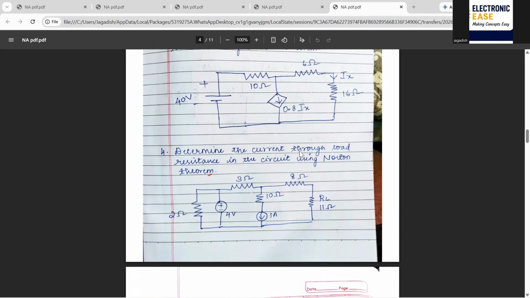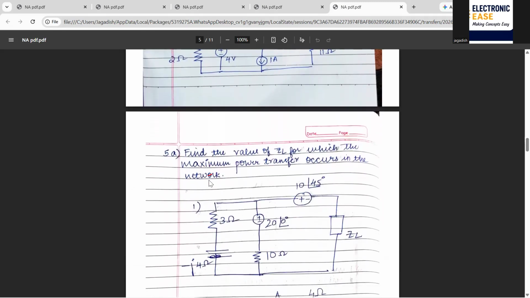So determine the current through the load resistance in the circuit using the Norton theorem. So what is the current over here? So you need to identify using the Norton's theorem. Okay. So this is very important. So I have shared you the notes, refer those, and along with the classes I have taken. So you solve the problems based on that.